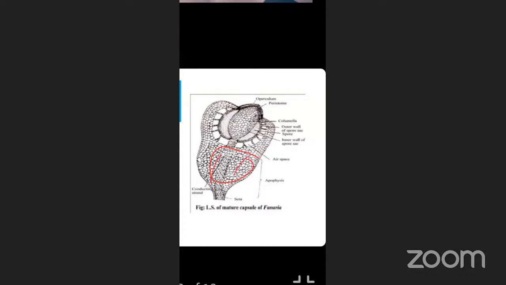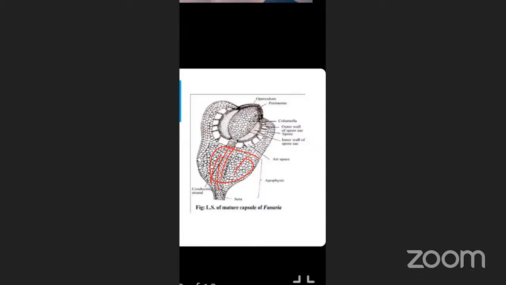Okay, this one, the apophysis is there. So the central conducting tissue is there. This is the conducting tissue, and here the apophysis is involved in photosynthesis. And the major part of the sterile tissue is formed as the foot and seta.